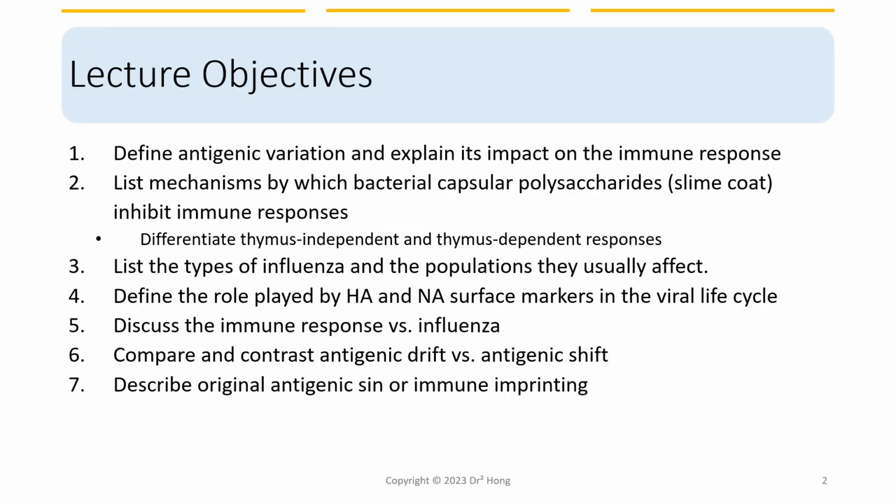In this lecture, we are going to look at examples of bacteria antigenic variations and how they cause the immune system to fail to respond properly. Then we will use the influenza virus as the classical example to illustrate antigenic drift and shift in the virus. Lastly, we will describe an immune failure condition that originates from our adaptive immune system. It is called original antigenic sin or immune imprinting.